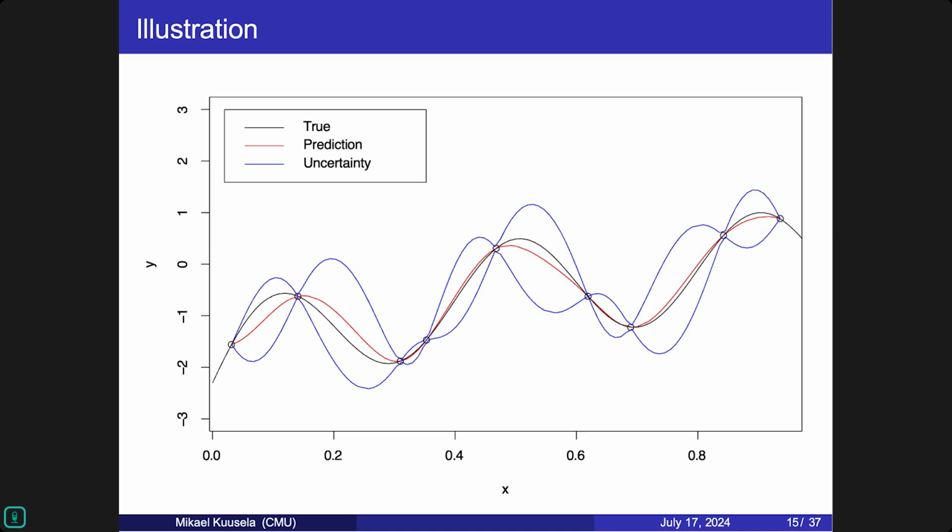So you can see it's predicting something that looks pretty similar to the unobserved function. It's of course not perfect because we don't know what the truth is, but it's the optimal guess. And then you can also see it gives you a reasonable uncertainty quantification. The errors are smaller near where you have observed, and the errors are bigger when you are far away from what you have observed. So this is what you get out of a Gaussian process.